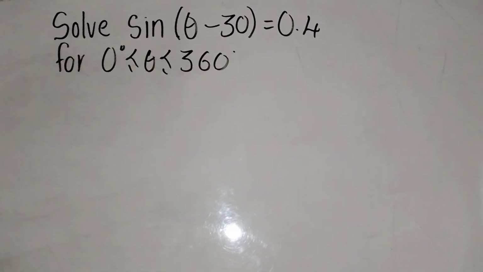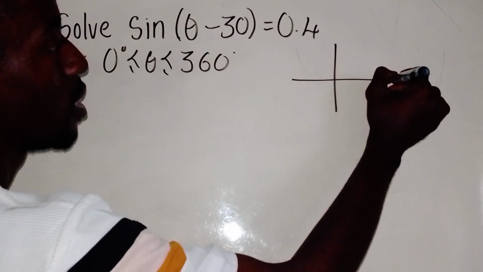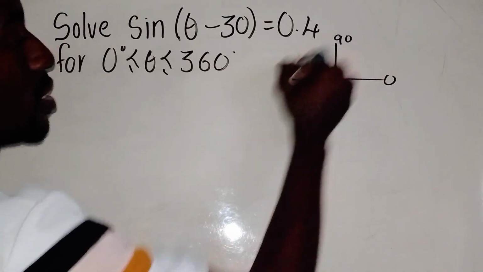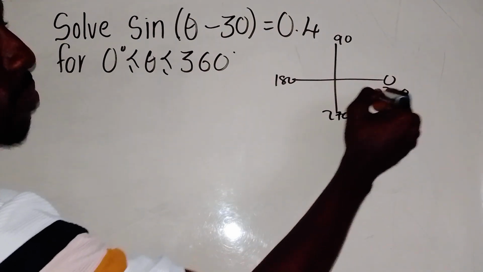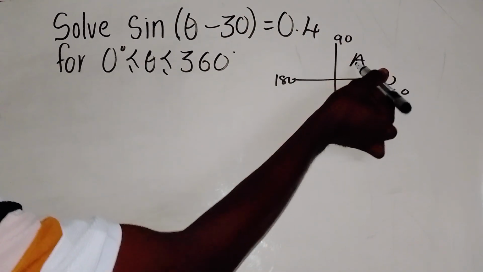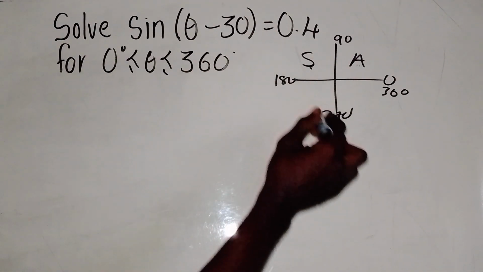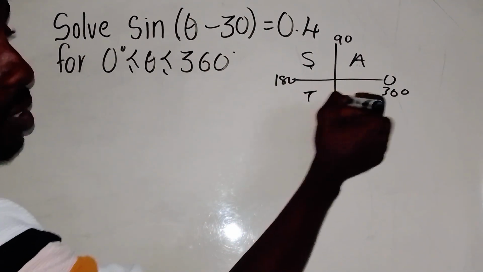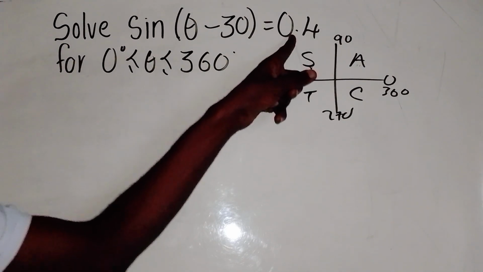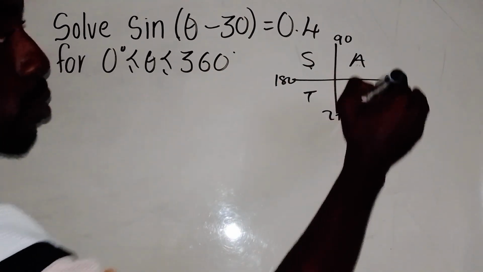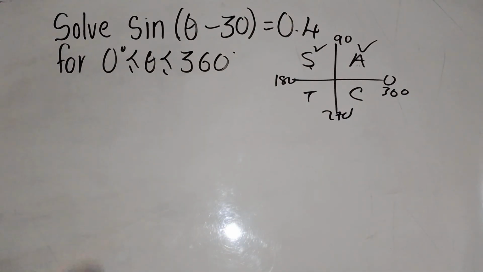So if we draw the quadrant here, this is 0, this is 90, this is 180, this is 270, this is 360. We know that all the trigonometric ratios here are positive. Here it is only sine which is positive, and then here it is tangent which is positive, here it is cos which is positive. So since this number is in a positive state, we're supposed to stick to the first quadrant and the second quadrant. So now let us start.